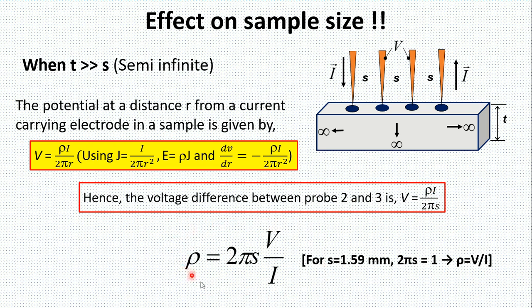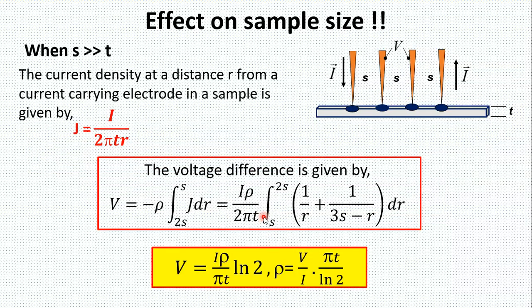So this is the formula to find the resistivity of a semi-infinite sample in the 4 probe measurement process, that is rho equal to 2 pi s V divided by I. One thing to be noted: if we consider the spacing 1.59 millimeter, then this factor will be 1, so you simply get rho equal to V divided by I. That is why in many cases people try to maintain this spacing distance, so that the calculation will be much easier.